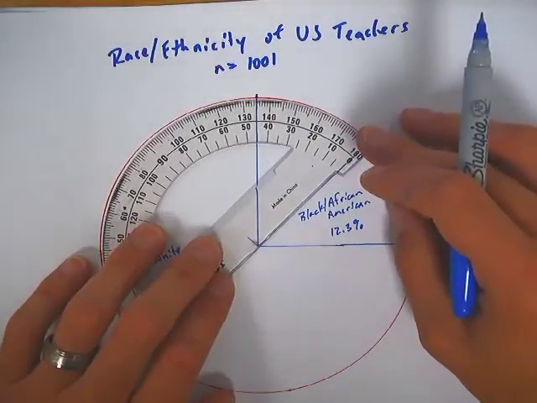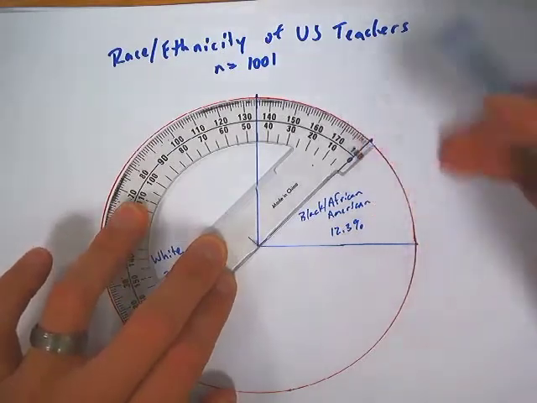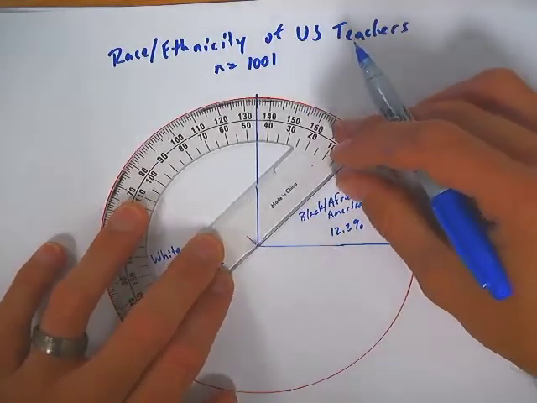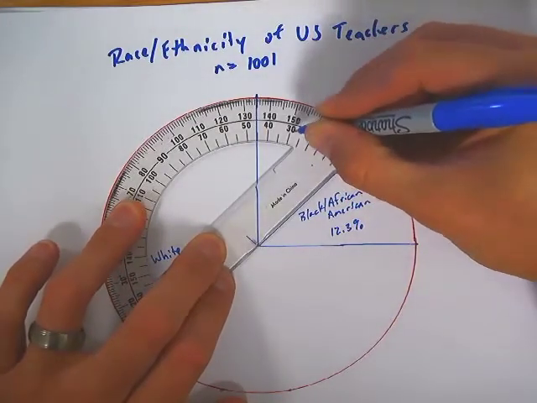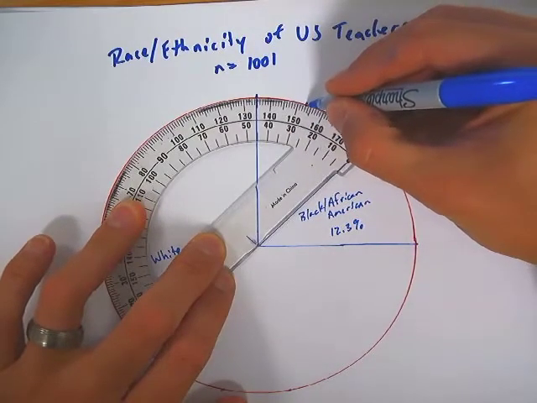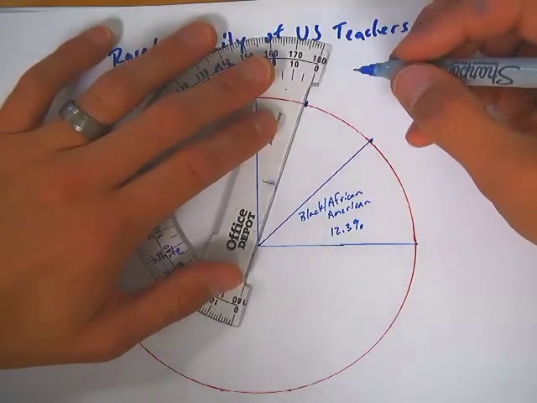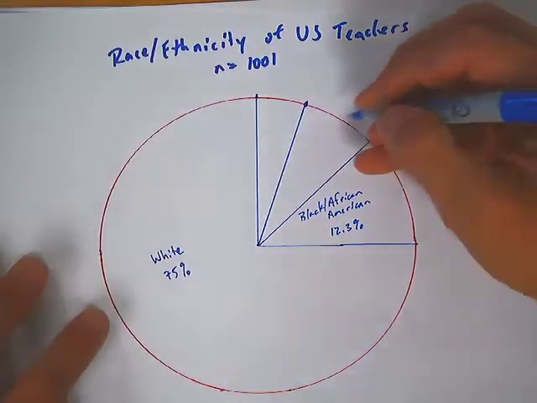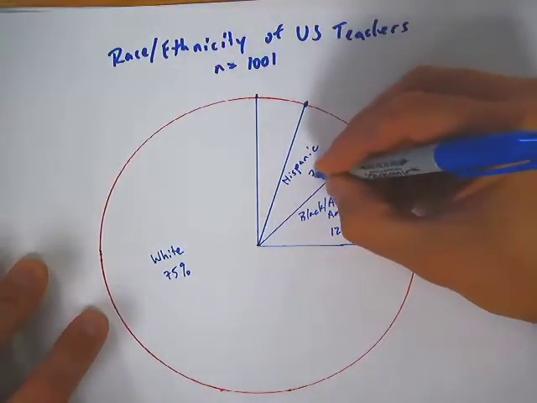Now I'm going to center my protractor on this line and measure 27 degrees from here. Again, this is 0, this is 20, this is 30, so 25, 26, 27 will be about here. Then I'm going to draw a line here, and mark this as Hispanic, and this was 7.4%.